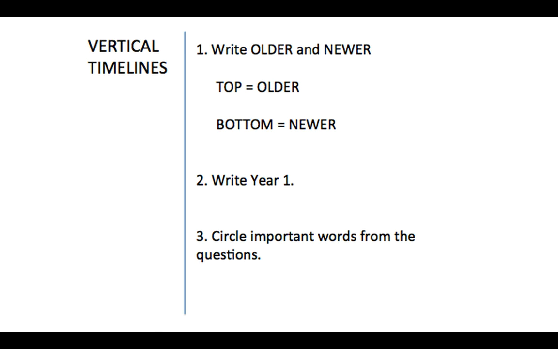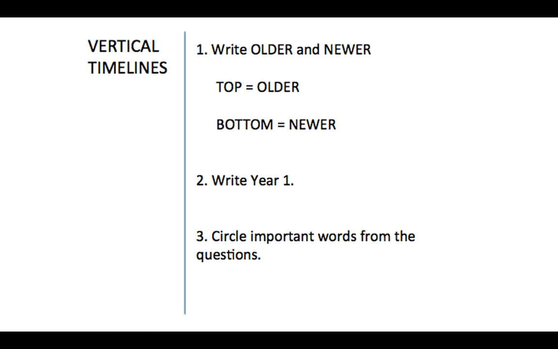These are 3 easy steps that start with number 1. On your timeline, you're going to first write older and newer. You'll write older on the top and newer on the bottom. After you know which side is which, you can write year 1. Remember, just like I did, you need to write it in between the AD and the BC dates.